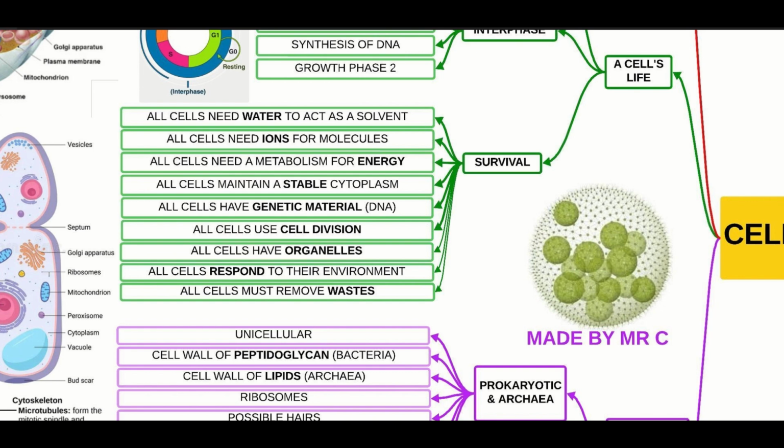All cells need genetic material, that is DNA. All cells use cell division, which is part of cell theory. All cells have organelles, which goes to the theory that all cells have functions. All cells respond to their environment, and all cells must remove wastes, and these wastes are normally nitrogenous.